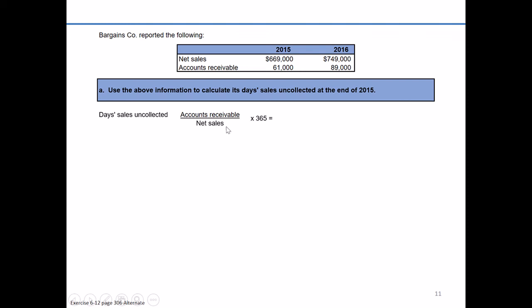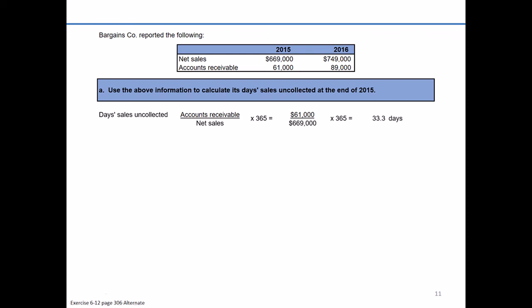One item that I want to point out is that this is net sales. So we take our overall gross sales, and if you recall from our prior chapters, subtract out any sales returns and allowances and any sales discounts. That's an important point to make. So we'll take our accounts receivable of 61,000 divided by net sales of 669,000. Again, multiply it times 365 for the number of days in a year, and we arrive at 33.3 days.